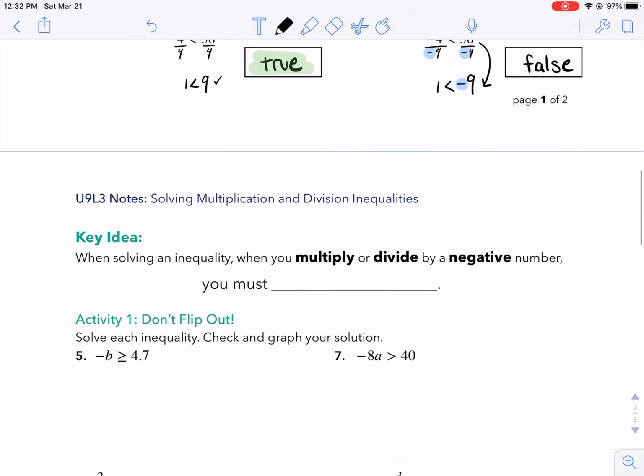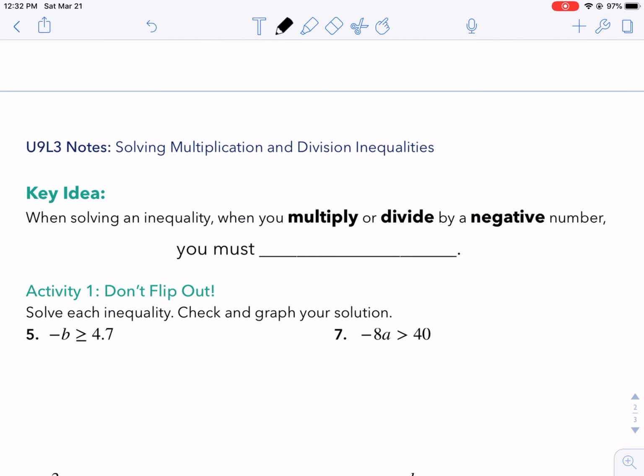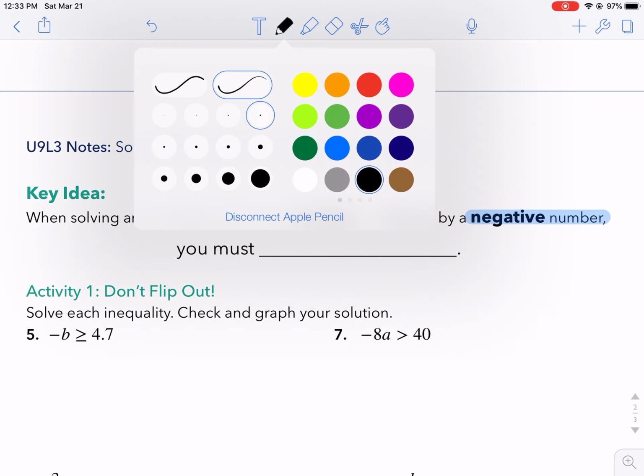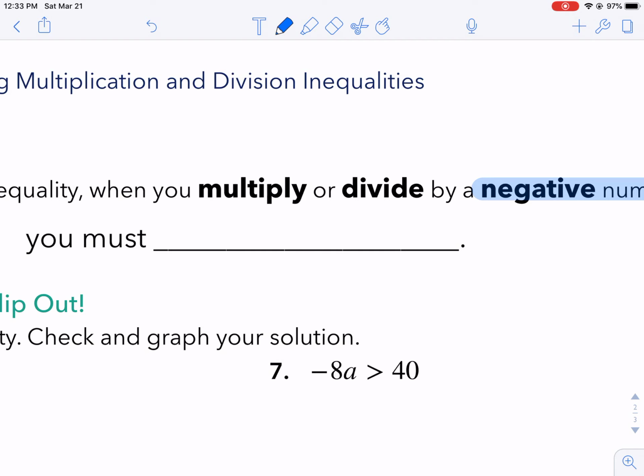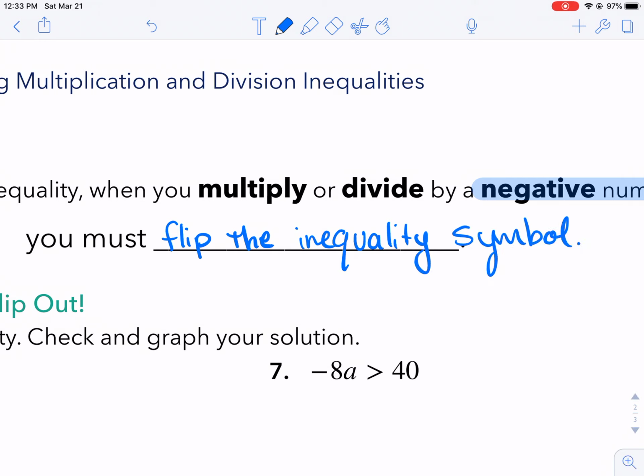So our key idea for the day is when you solve an inequality and you multiply or divide by a negative number, we have to do a special trick. What we're going to do is we are going to flip the inequality symbol. We're going to flip that inequality symbol.